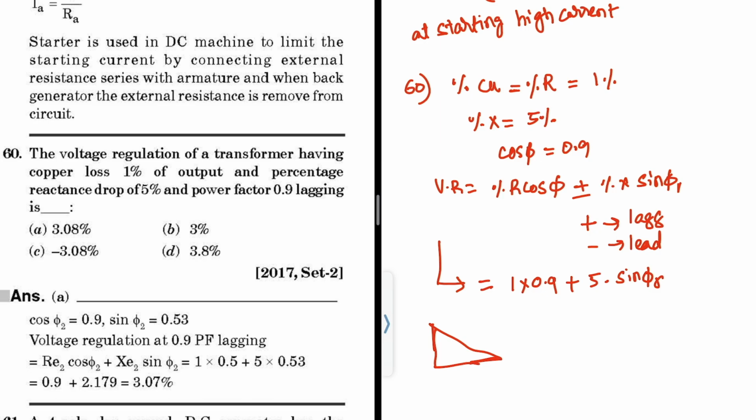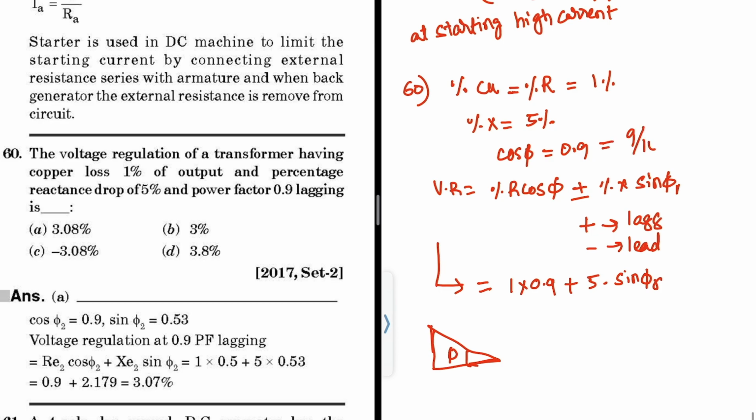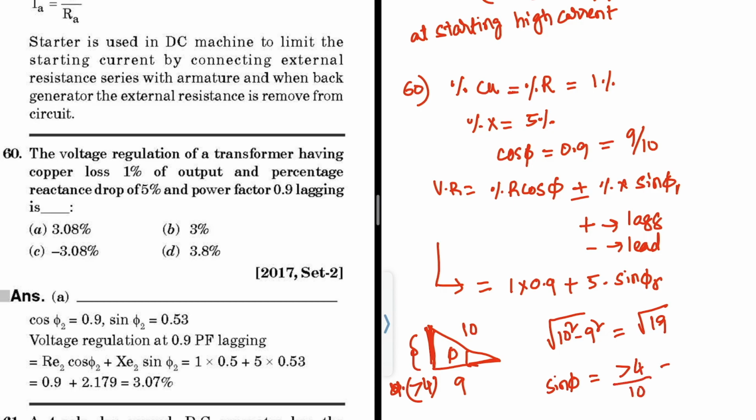Let me tell you how we can get it. This is phi. Cos phi equals 9 by 10, right? So 9 is adjacent, 10 is hypotenuse. Now, to calculate this portion, it is equal to the square root of 10 squared minus 9 squared, so it will be around 19. So it will be greater than 4. I assume greater than 4 only. So sin phi is greater than 4 divided by 10, so it will be greater than 0.4 something.